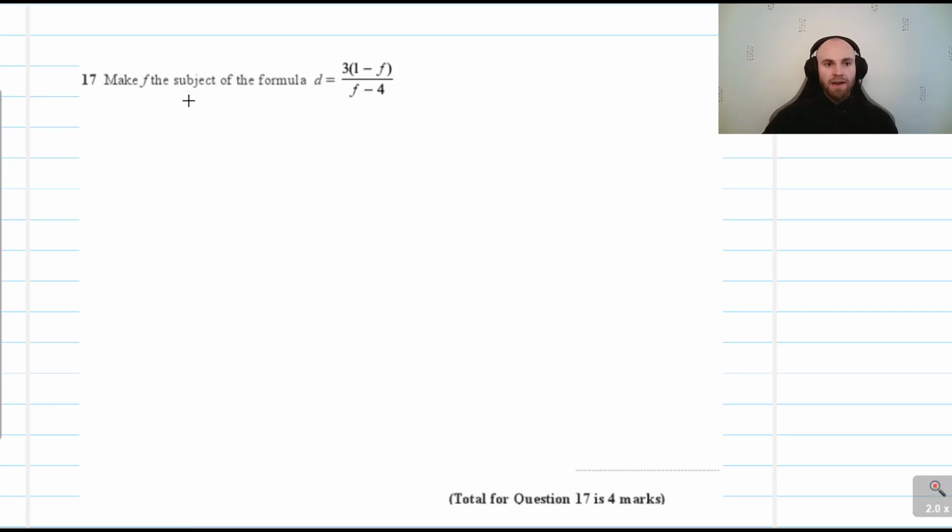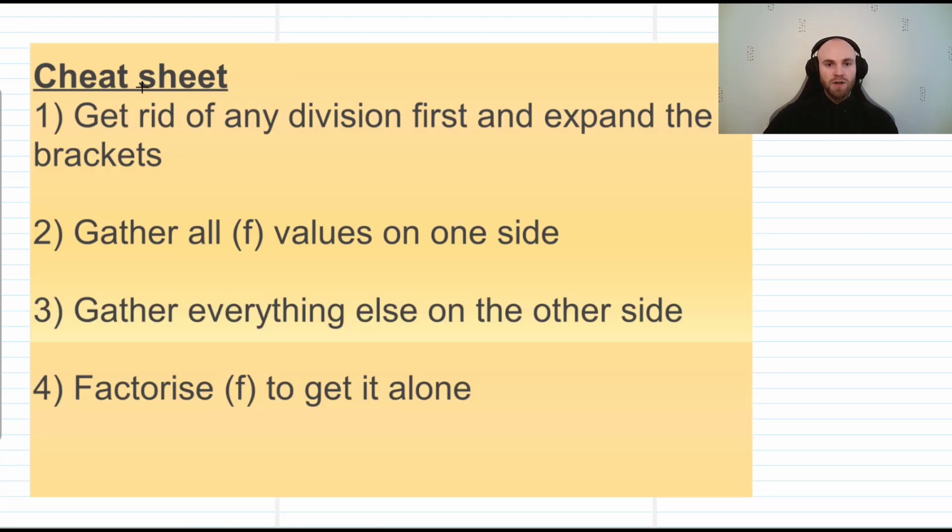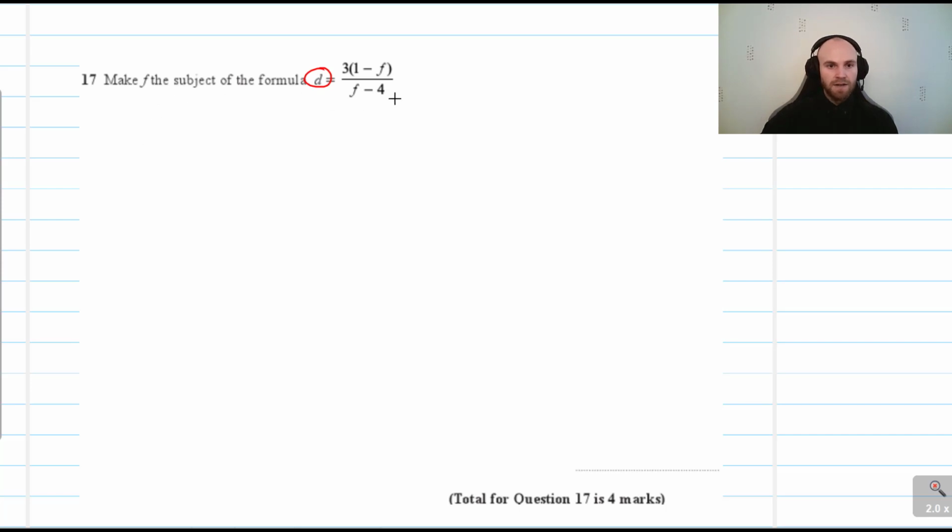Question 17, make F the subject of the formula D equals 3 with 1 minus F in brackets over 4 minus F. Now remember, if you're not sure what the subject of something is, D is the subject currently, because it's D equals something. So at the end of this, we want to have F equals something. So if we go to the cheat sheet, we're going to get rid of any division first and expand the brackets. We're going to gather all F values on one side. We're going to gather everything else on the other side. And then we're going to factorize F to get it alone. So let's see what we have here.